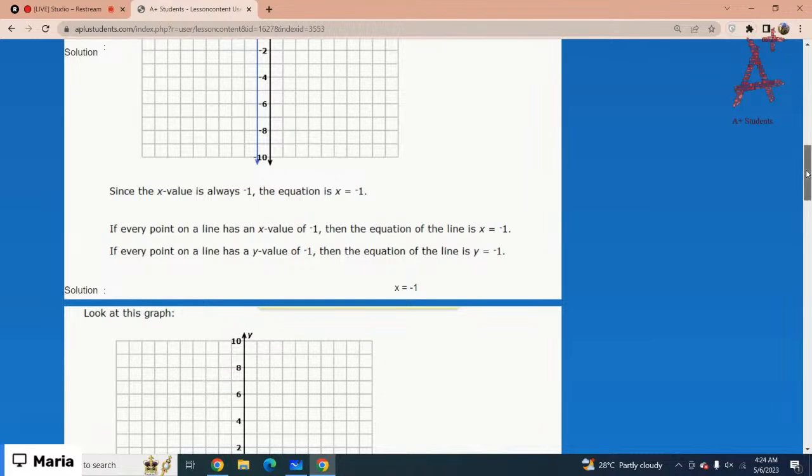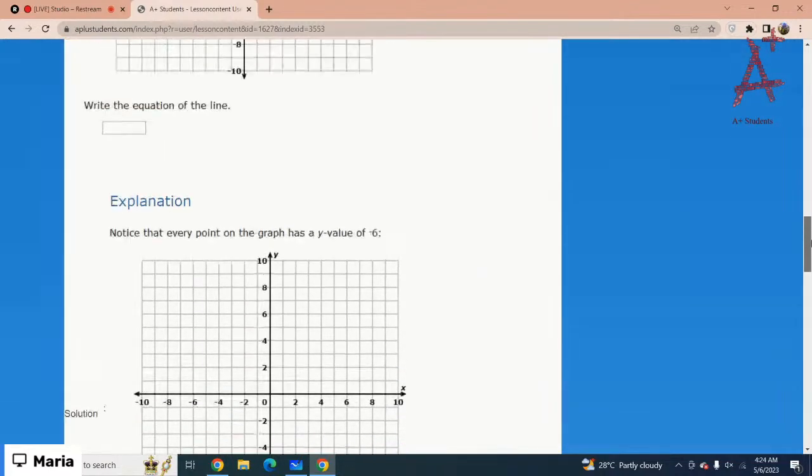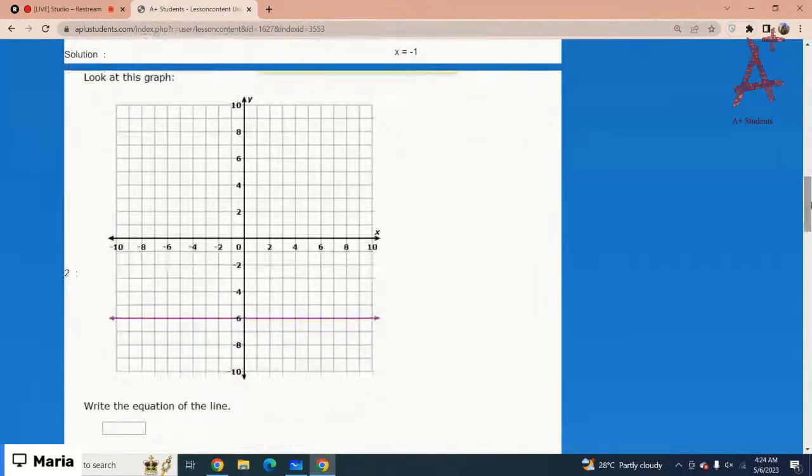Okay, the next one. Here is the graph. Look at this graph. Write the equation of the line. Here is the line. You can select this point. That is the y-intercept basically. The graph touches the y-axis at 6. You can select different points on the line. Let's suppose this one, here you have x is 2, y is 6. Let's suppose this one, x is 4, y is 6. So the x values are different and the y component is exactly the same. Got it?